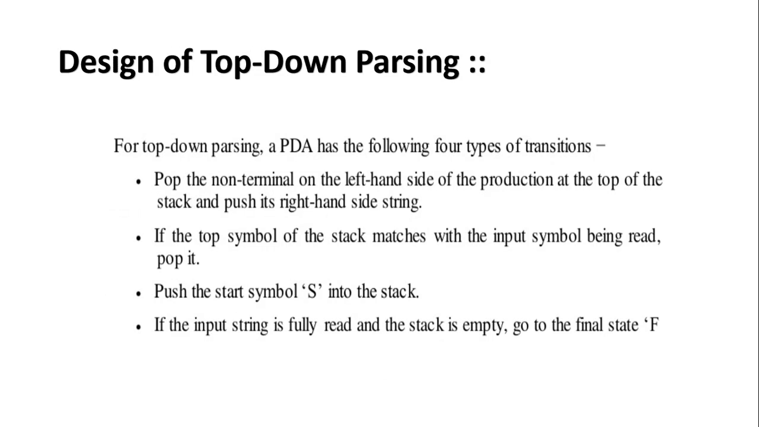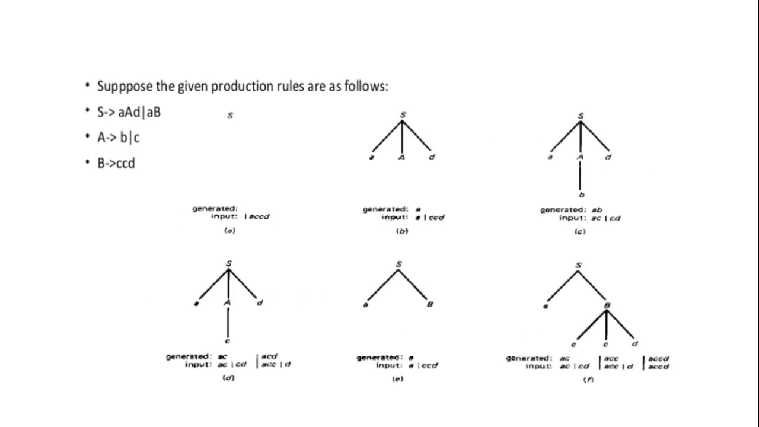Now the design of the top-down parsing technique: pop the non-terminal on the left-hand side of the production at the top of the stack and push its right-hand side string. If the top symbol of the stack matches the input symbol being read, pop it. Push the start symbol S into the stack. If the input string is fully read and the stack is empty, go to the final state F. That's the total design of the top-down parsing technique.